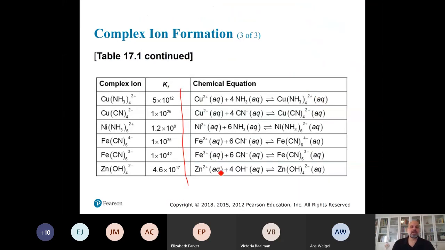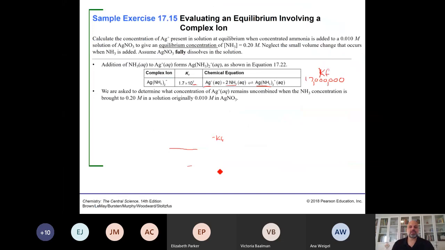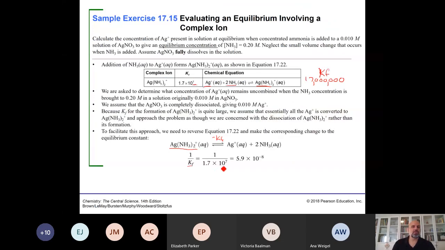So any Kf equation is going to be extremely large, and you assume that all the product is being formed. So we just take 1 over the Kf, and now you can see it looks more like a number that we're used to dealing with, right? This looks more like our Ka numbers, 5.9 times 10 to the minus 8th.